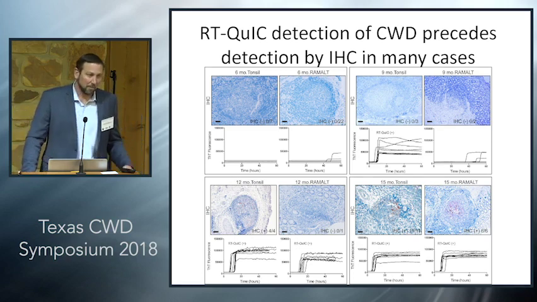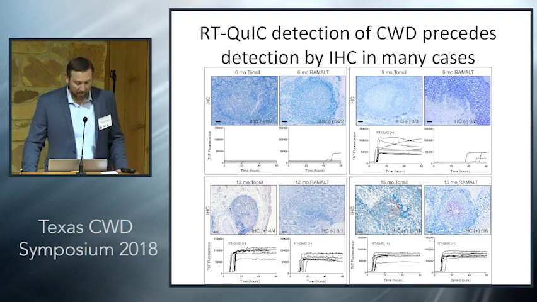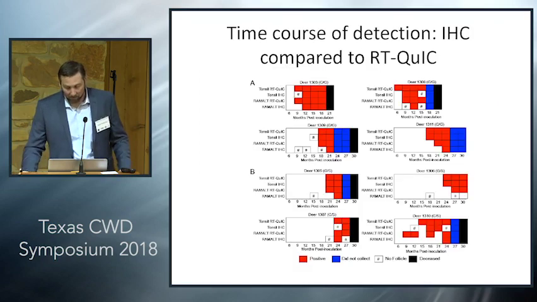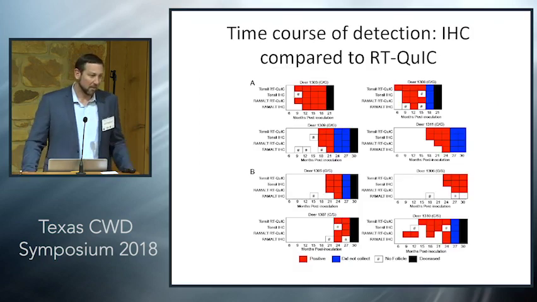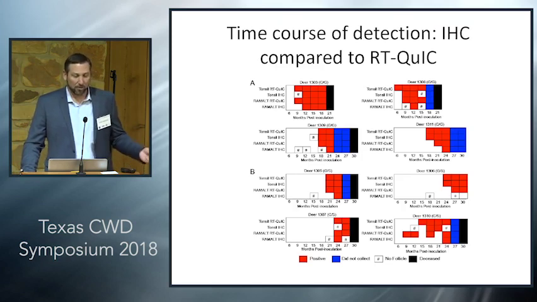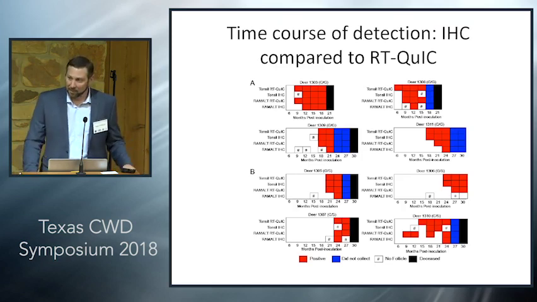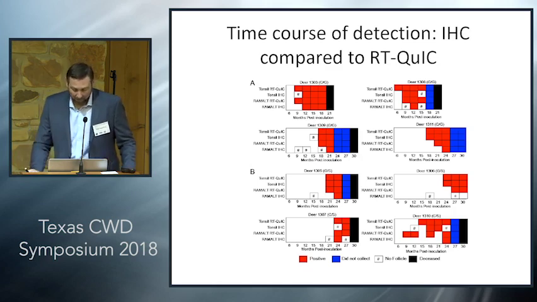And this was a common thing we were seeing as we were monitoring these deer. So we started to go through and make sure that we tested all of these samples with both techniques. And we've relied in the lab on detecting CWD using RT-QuIC and then confirming it by IHC, since RT-QuIC was a little bit earlier in detection.